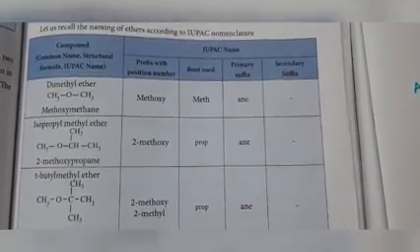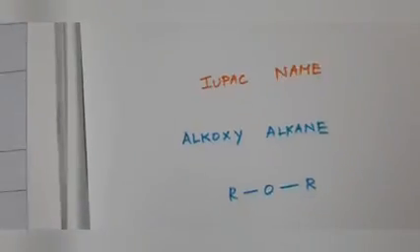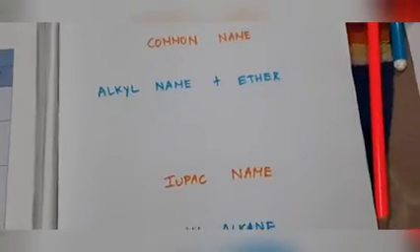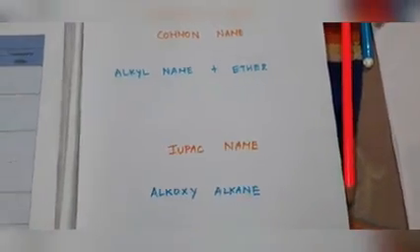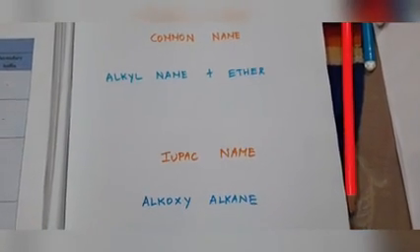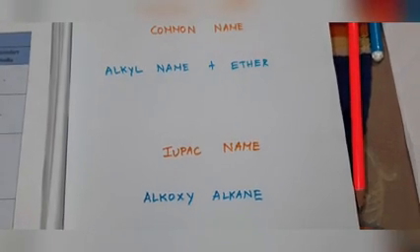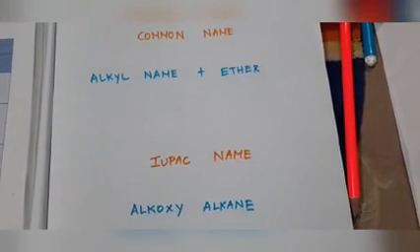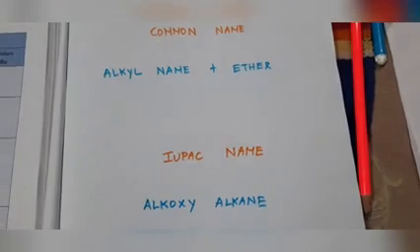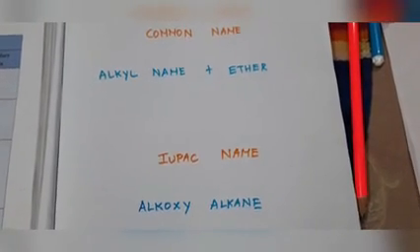Generally, ethers are named in two ways. One is the common system, another one is the IUPAC system. Common name, IUPAC name. Ethers are named by two ways: one is the common name, another one is the IUPAC name.